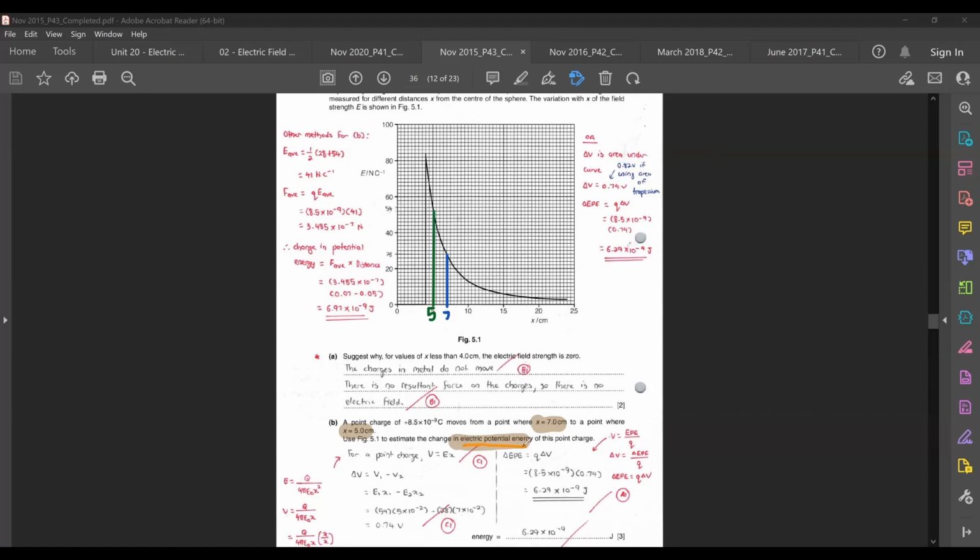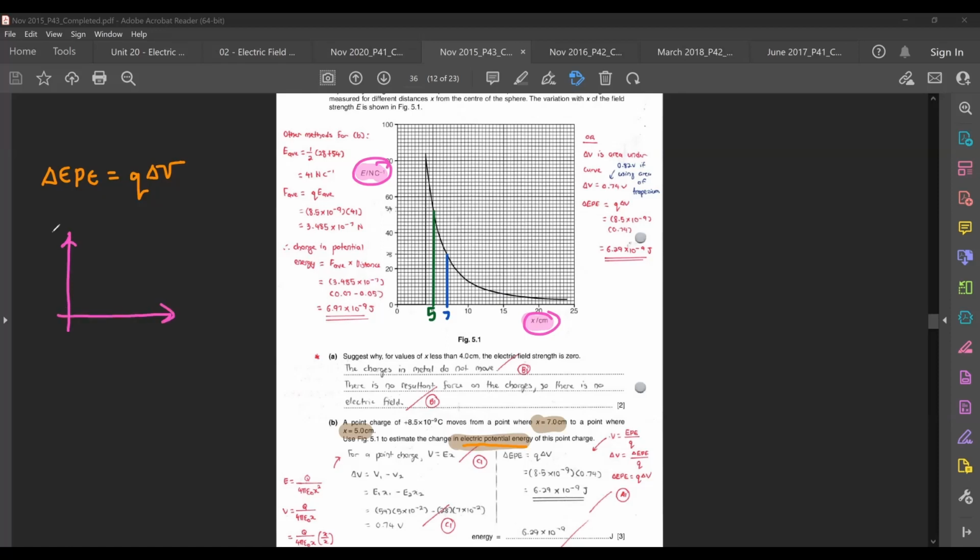Based on some of the examples we've done so far, because they say change in electric potential energy, the thing that might have come to your mind is that you probably want to find the charge times the change in electric potential. Now, if you look at your graph carefully, this is not a graph of potential versus distance. This is a graph of electric field strength versus distance. It is an entirely different graph.